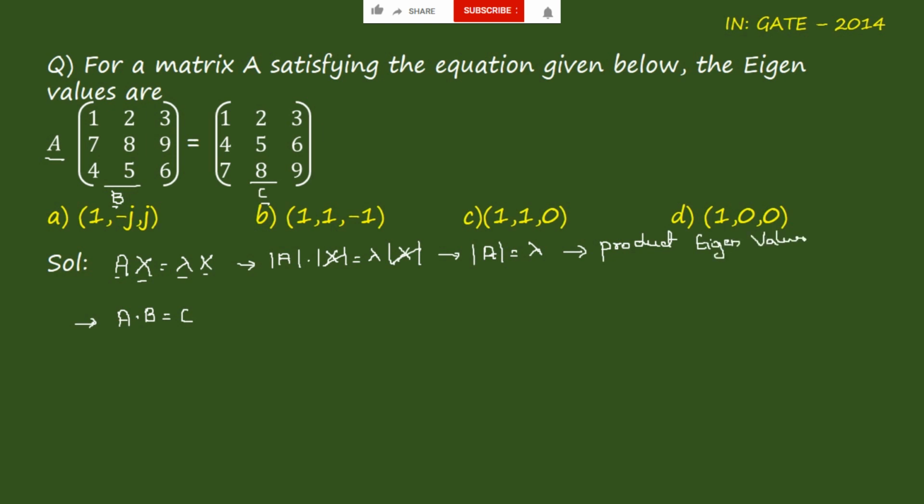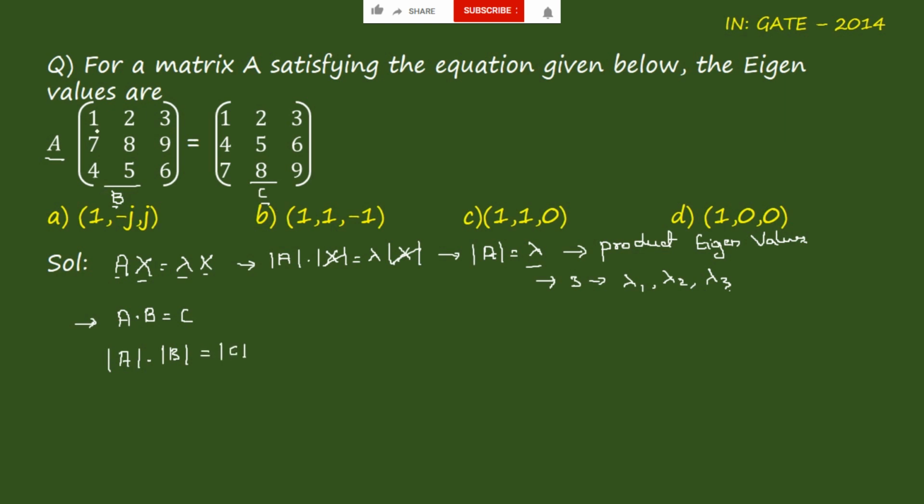Eigenvalues, right? Now it is given as a 3 cross 3 matrix, so we'd be having 3 eigenvalues, say lambda 1, lambda 2 and lambda 3, and the product of these is given as the determinant of A. Now what we do in this particular question is find the determinant of AB = C. So determinant of A into determinant of B is equal to determinant of C.